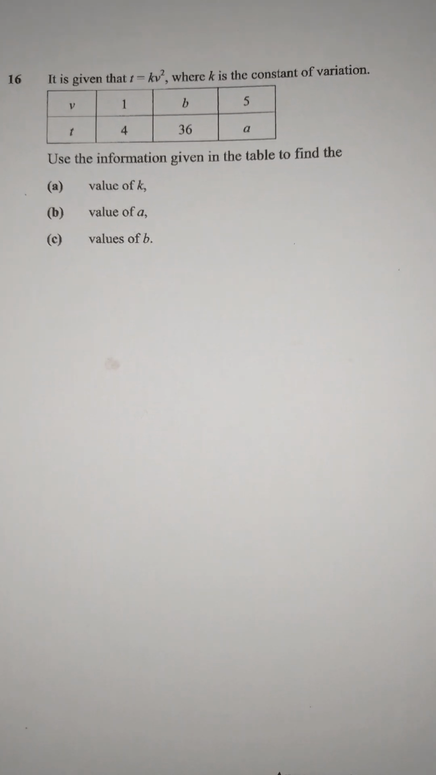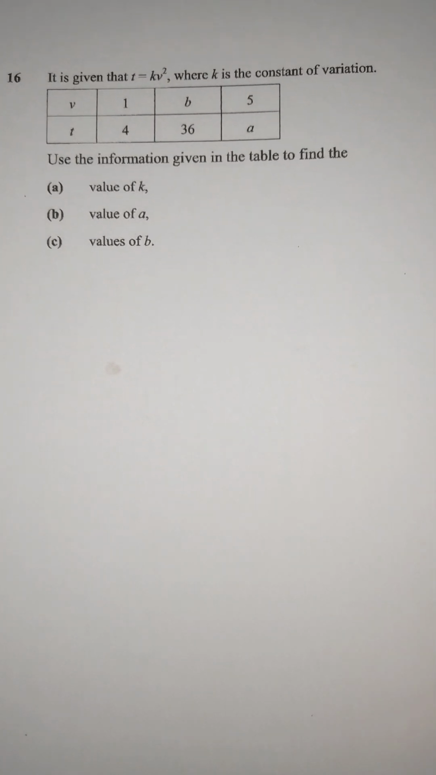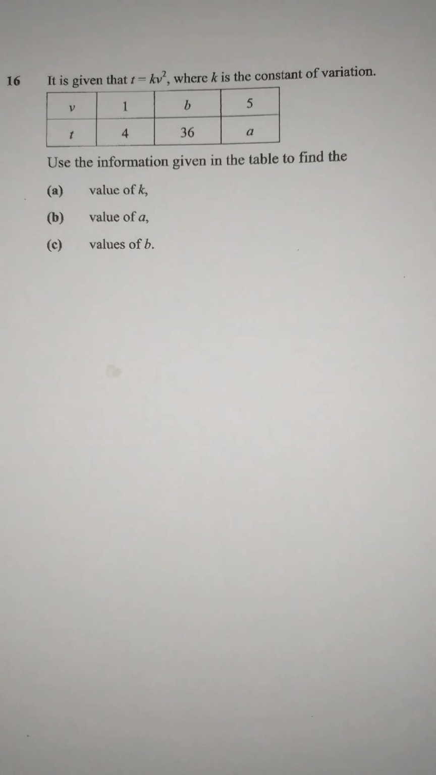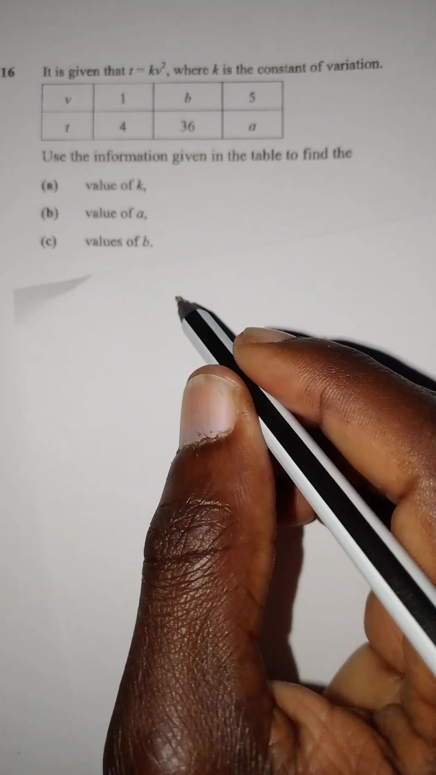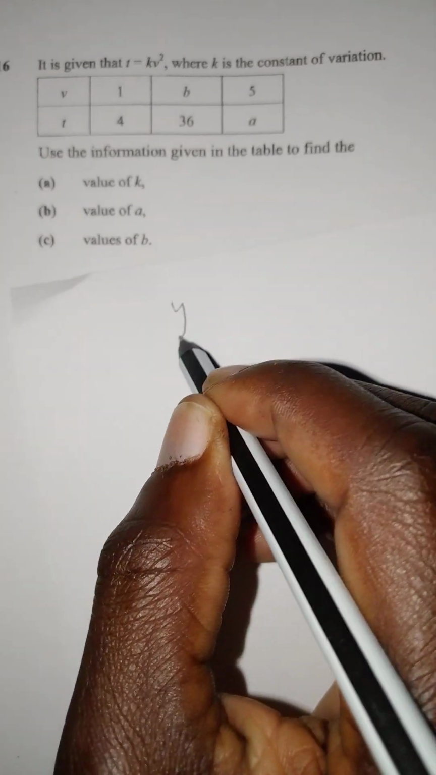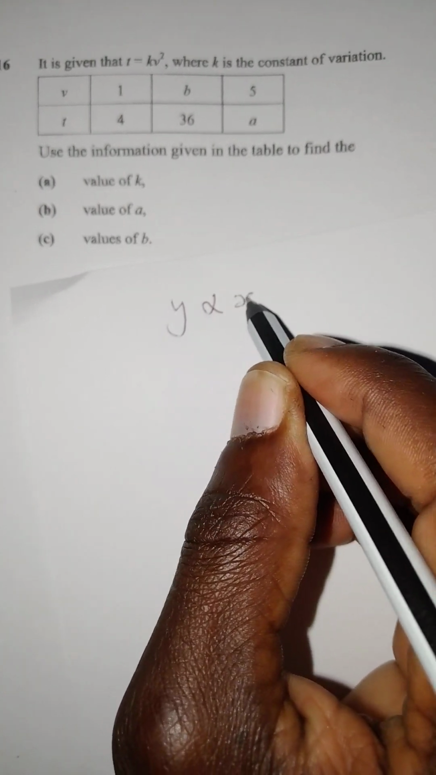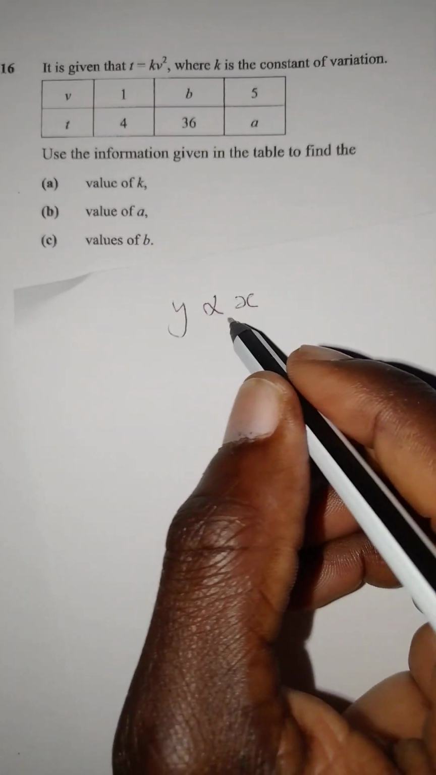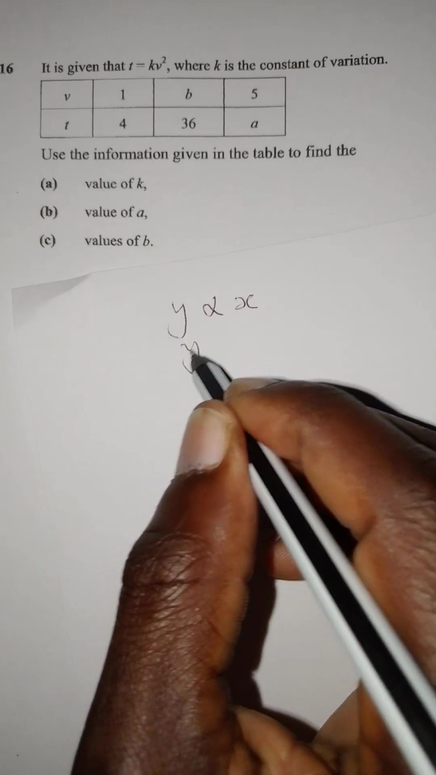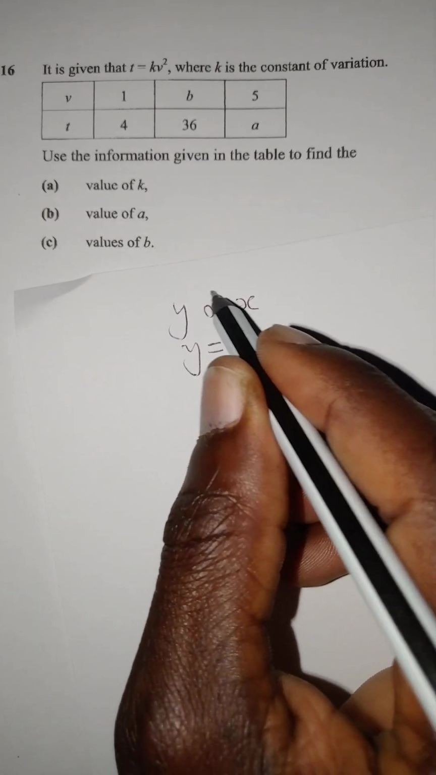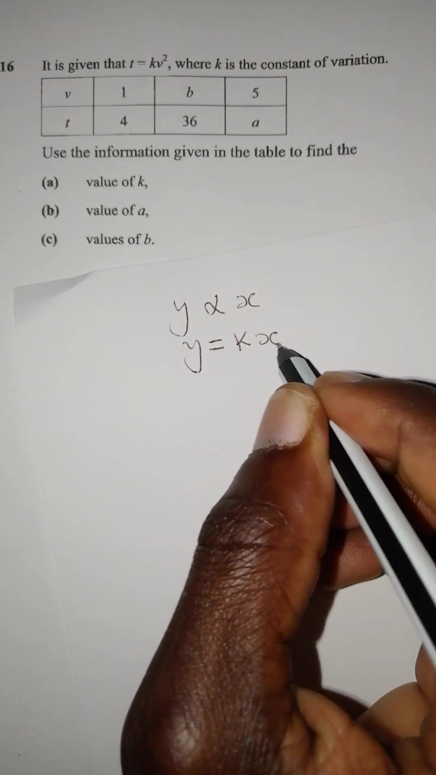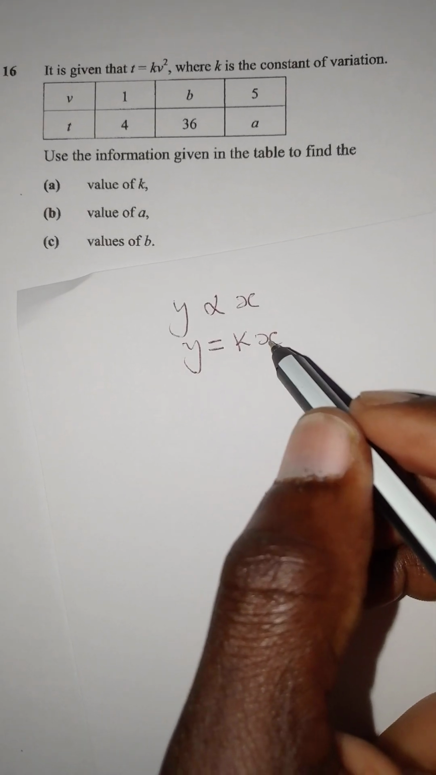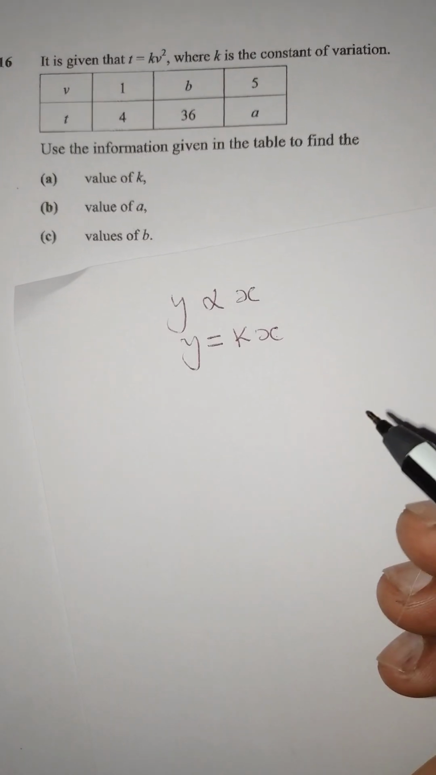So to understand variations, let me give an example of a statement which can read as, given that y varies directly as x. Are we together? This is direct variation. Hence, we just say y is equivalent to, after turning this symbol for vary to equals, always put k for constant, constant variation, then you have your x there.